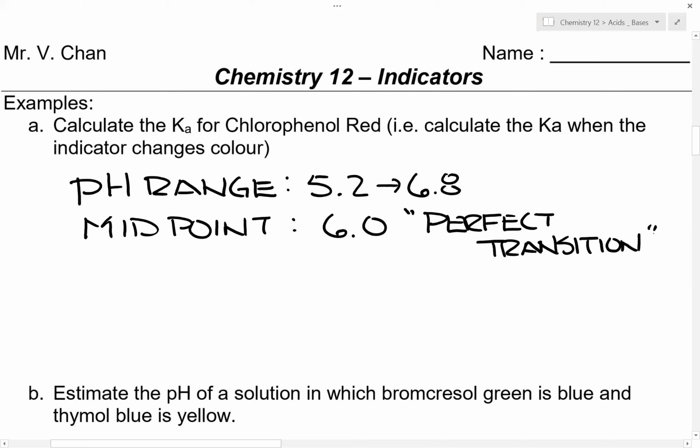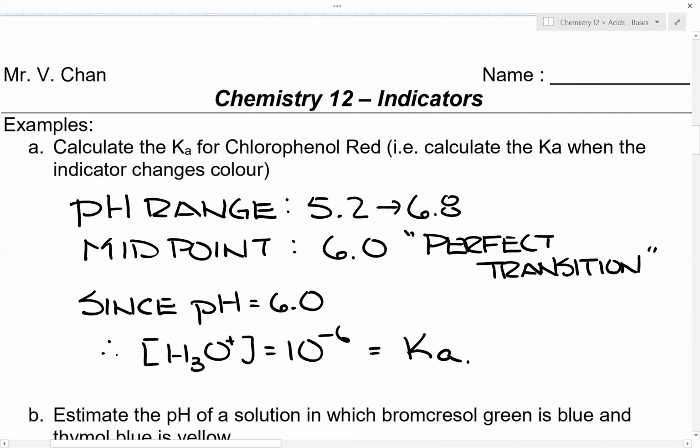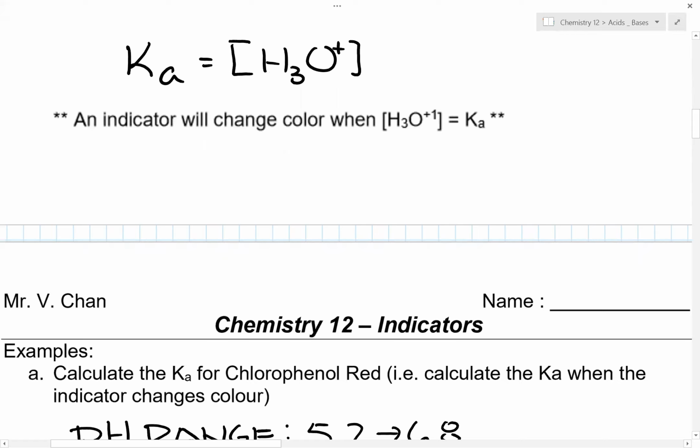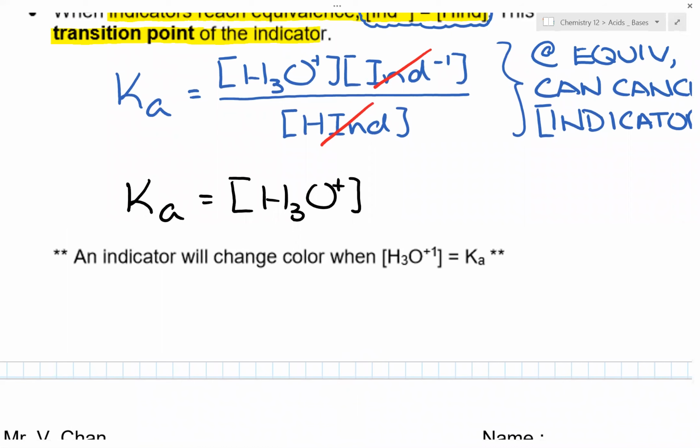Now I call it the perfect transition because it's right in between that pH range. It's hard to measure, so we just have to take an estimated guess. So since the pH is equal to 6.0, therefore the concentration of H3O+ is equal to 10 to the negative 6, and this will be equal to the Ka value. Because remember, at the transition, that's when the Ka is equal to H3O+.